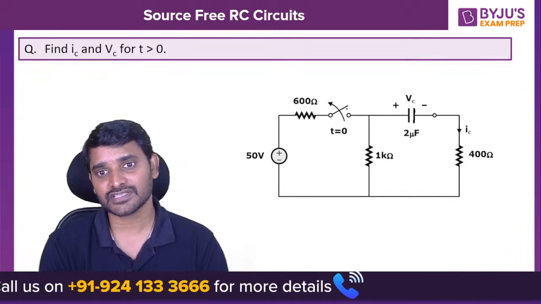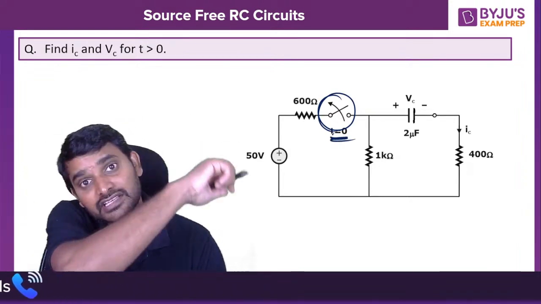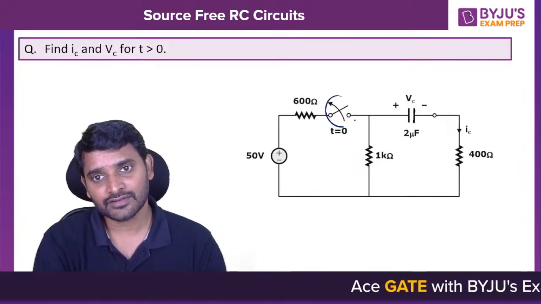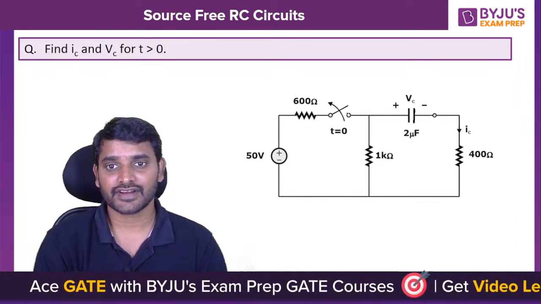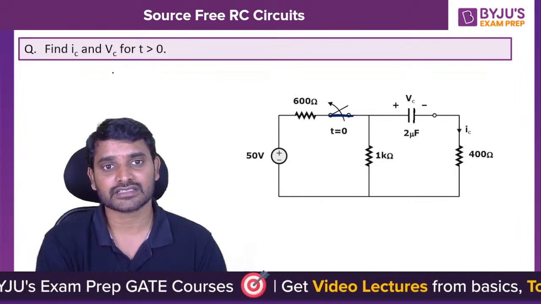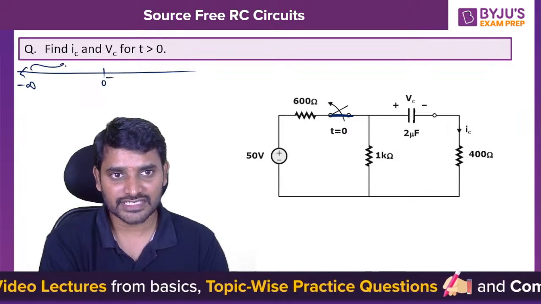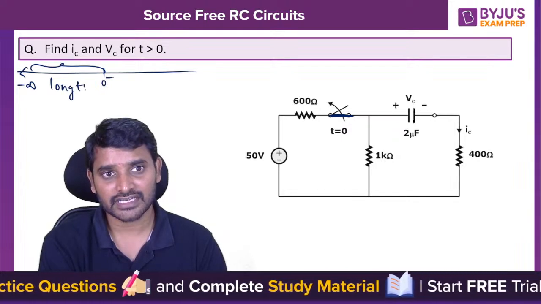T greater than 0 means, at t equals 0, we are opening the switch. We are disconnecting the source from the network. That means from minus infinity to 0 minus, the source is connected for a long time.